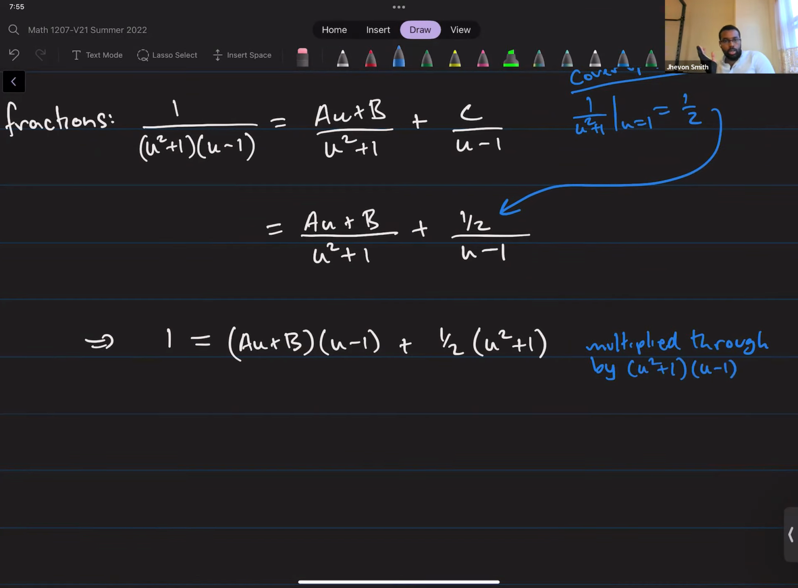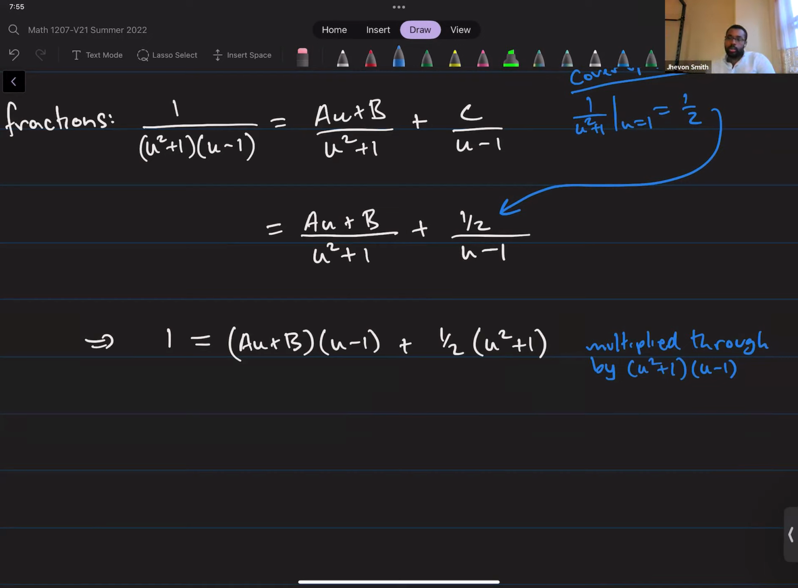So here I multiply through. The u minus 1 would cancel off the C term. You'd be left over with a factor u squared plus 1. For the Au plus B term, the u squared plus 1 would cancel from the denominator, and we'd be left with a u minus 1 factor. And so we have this equation.